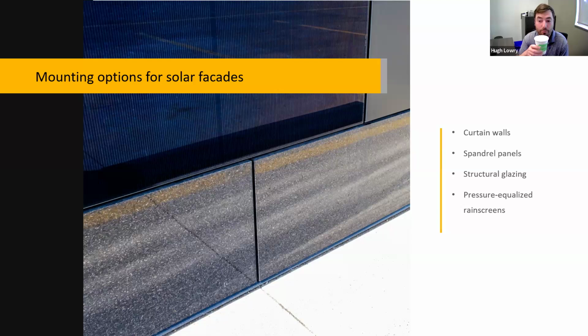Rain screens are ideal for water management, like we talked about earlier, and they incorporate other features like insulation. In these systems, rain screens specifically, the panels either chemically or mechanically fasten to a rain screen support structure.